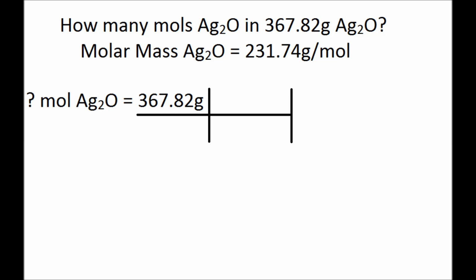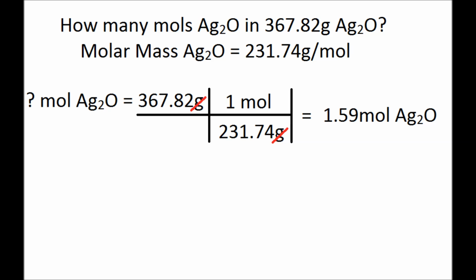For these problems, molar mass can be used as a conversion factor. When I plug in the molar mass, if I put moles on top and grams on the bottom, the grams can cancel out. Now that the grams have canceled out, moles is the only unit left. All we have to do is multiply across the top and then divide by the bottom. Once we do that, we take 367.82 divided by 231.74, that gives us 1.59 moles of silver oxide.